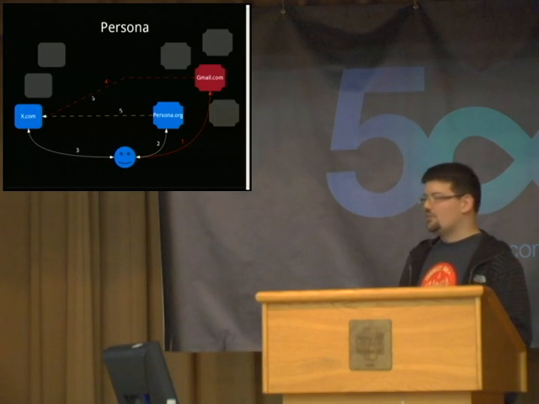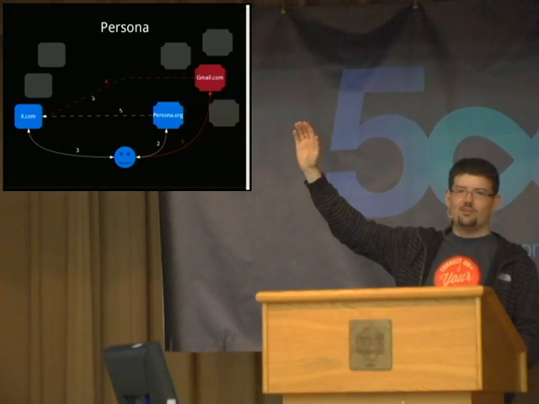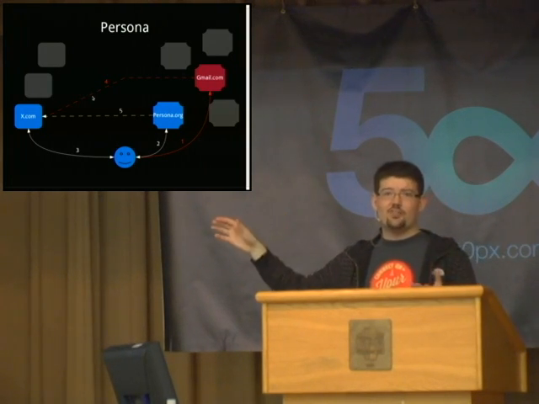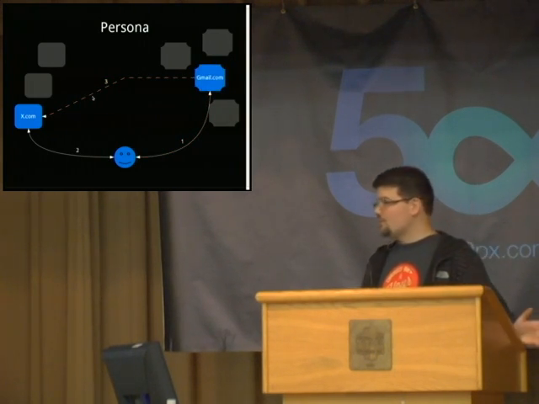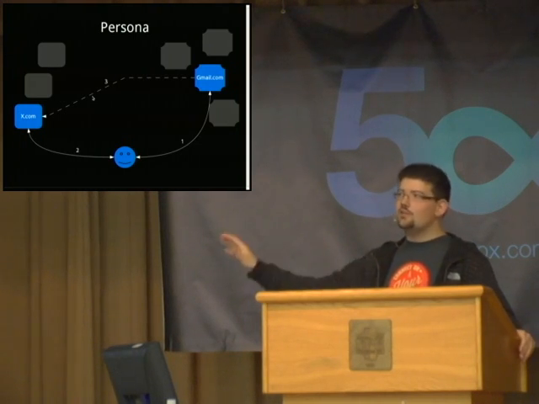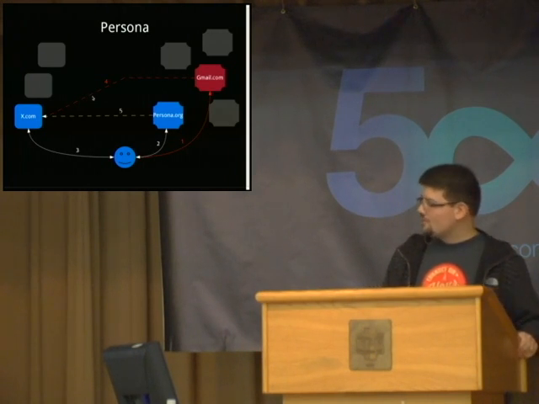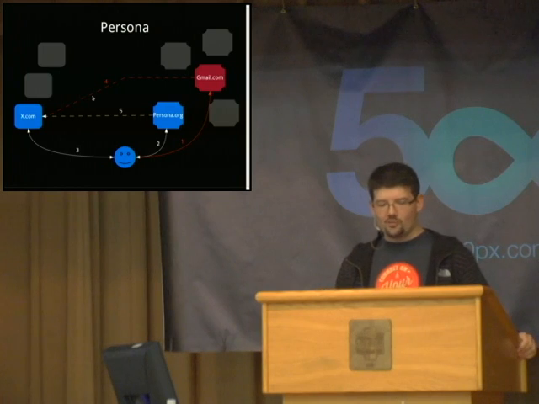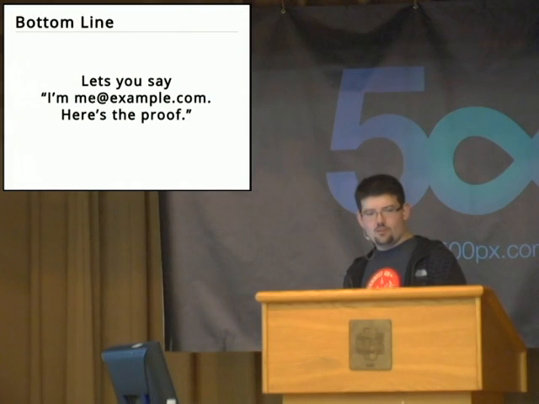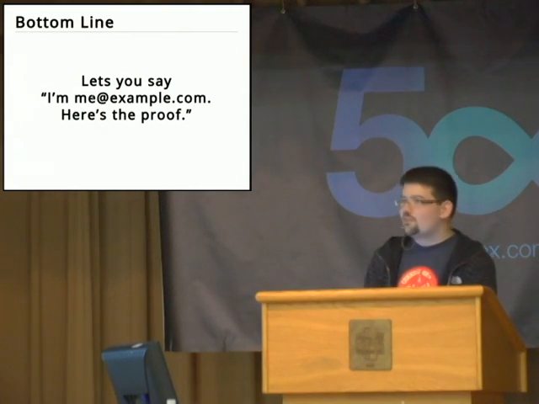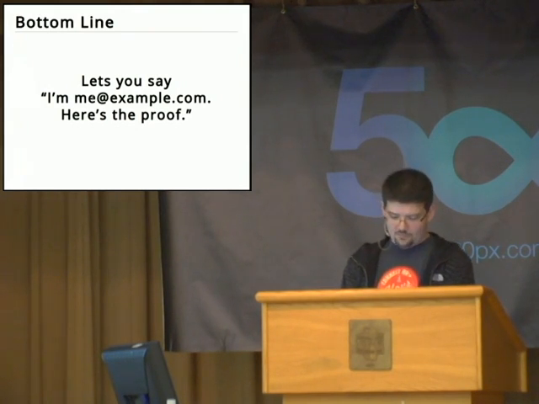The really nice thing about this is as soon as Gmail or any other domain stands up and says, hey, I can vouch for my own users, it's really simple. You publish like one JSON file, and we know that that's cool. We're out of the picture. And we're left with a completely freestanding, decentralized network. So this lets us bootstrap, this lets us fulfill that promise to work everywhere, but that's the future. Bottom line, the way Persona works is that it lets you say, I'm me at example.com, and here's the proof.